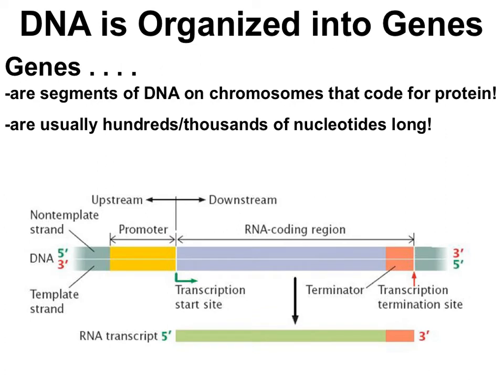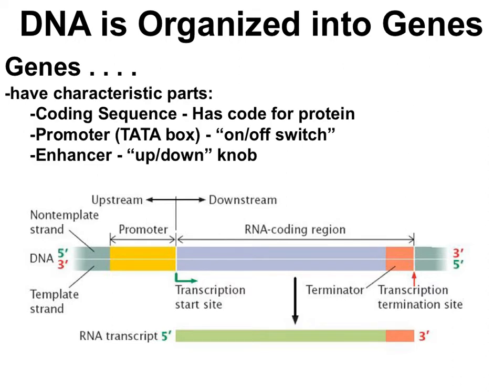To get a better sense of what's going on, it's critical to understand that DNA is organized into genes. But we've never really defined a gene. Basically, a gene is a DNA sequence that codes for a protein. There are many genes on each chromosome, and genes are usually thousands of nucleotides long. There are specific DNA sequences within each gene that have specific jobs. Now, the main part is the coding sequence that has the information that's needed to make the protein.